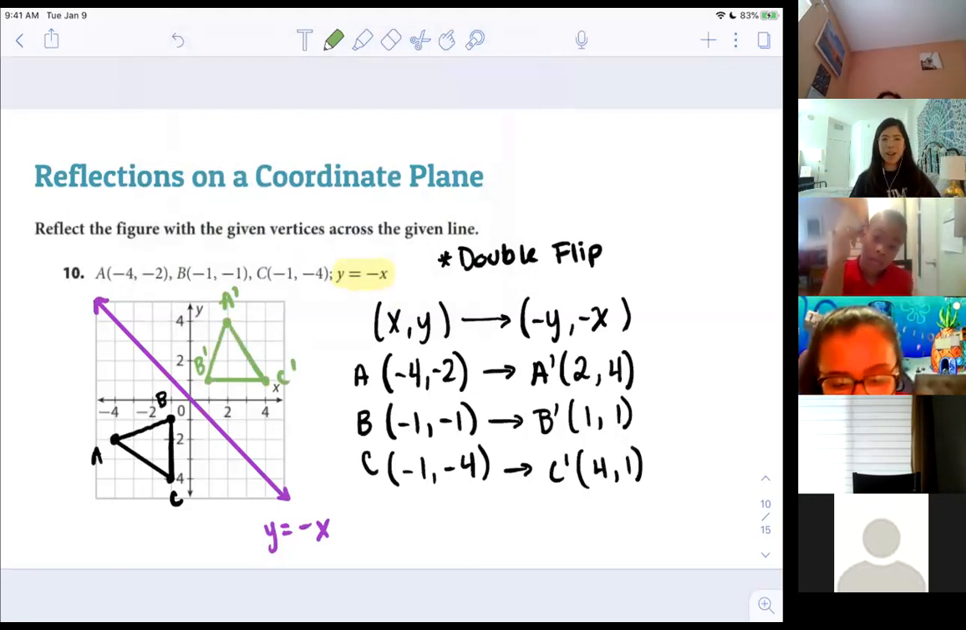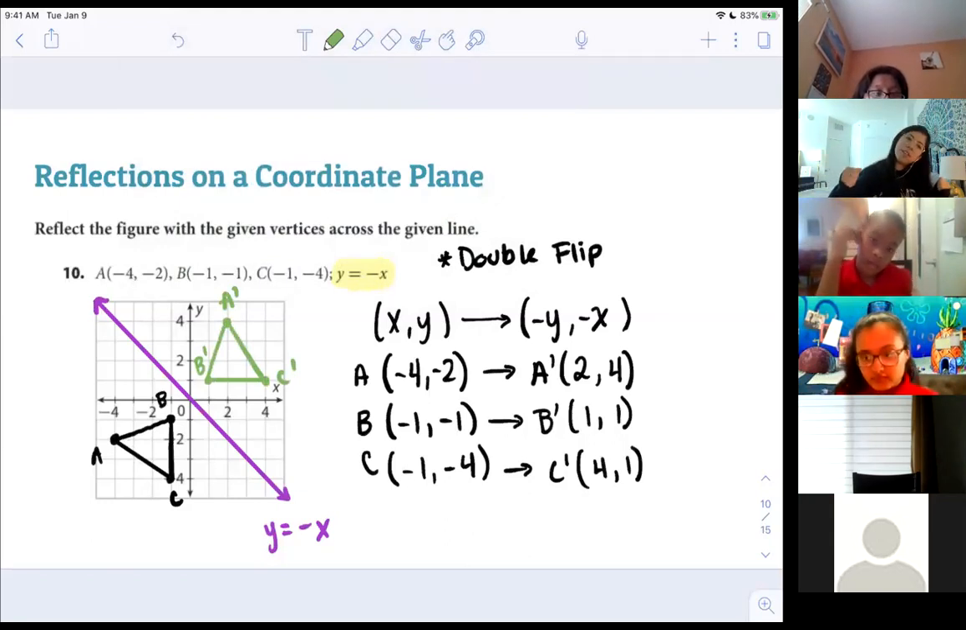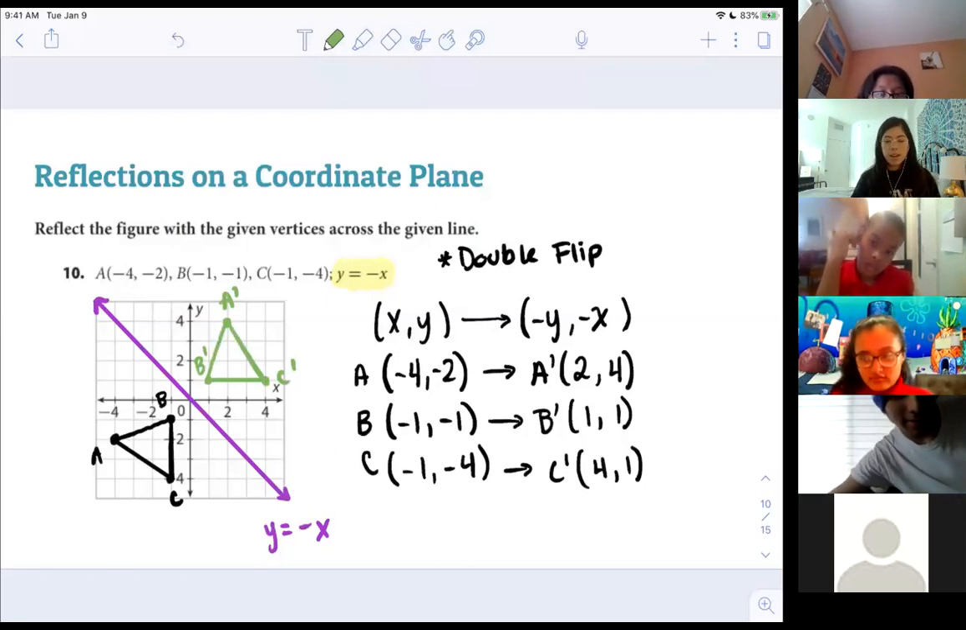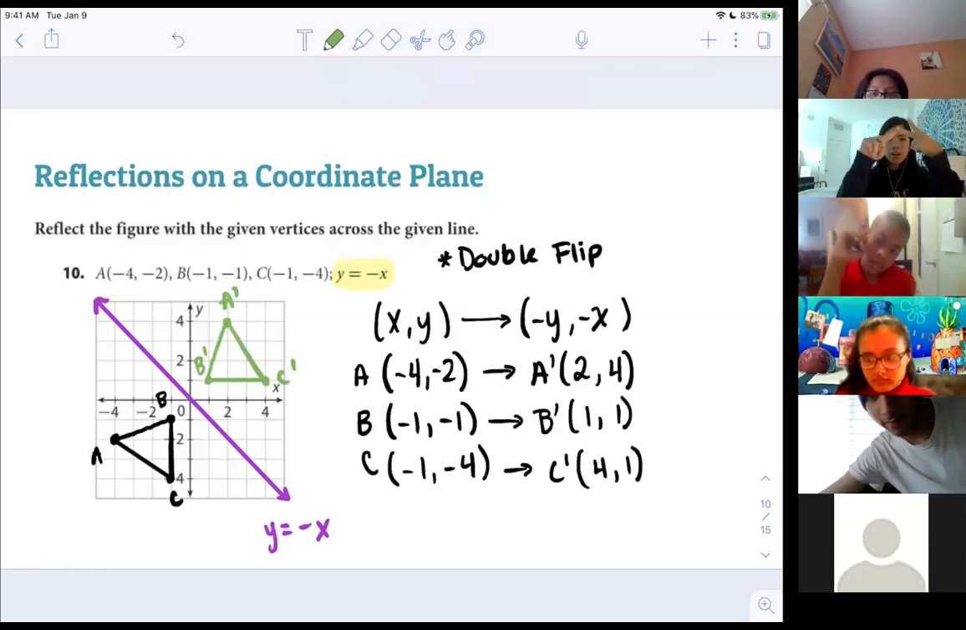All right, so there's my image, A prime, B prime, and C prime. And again, tilt your screen so you can see it straight on and make sure that everything lines up correctly and makes sense. Any questions on the rules? Any questions on the 4 types of reflections?